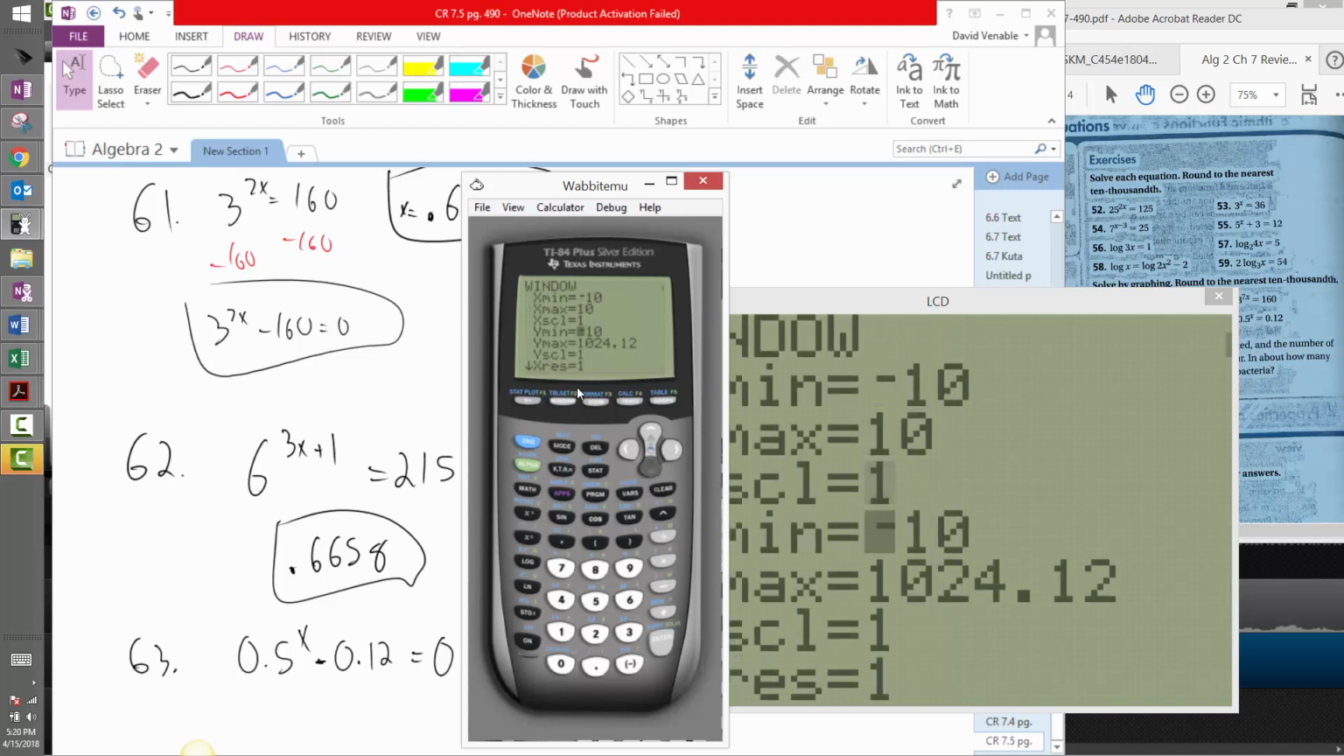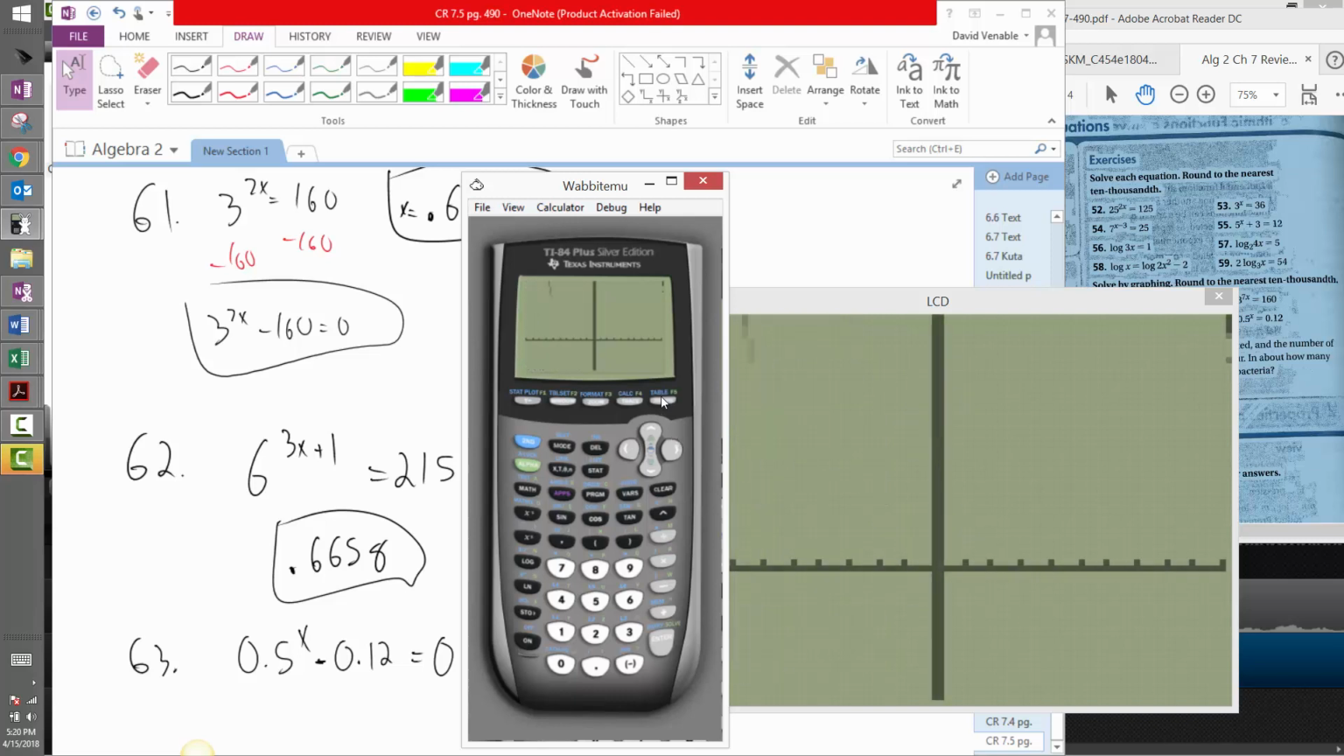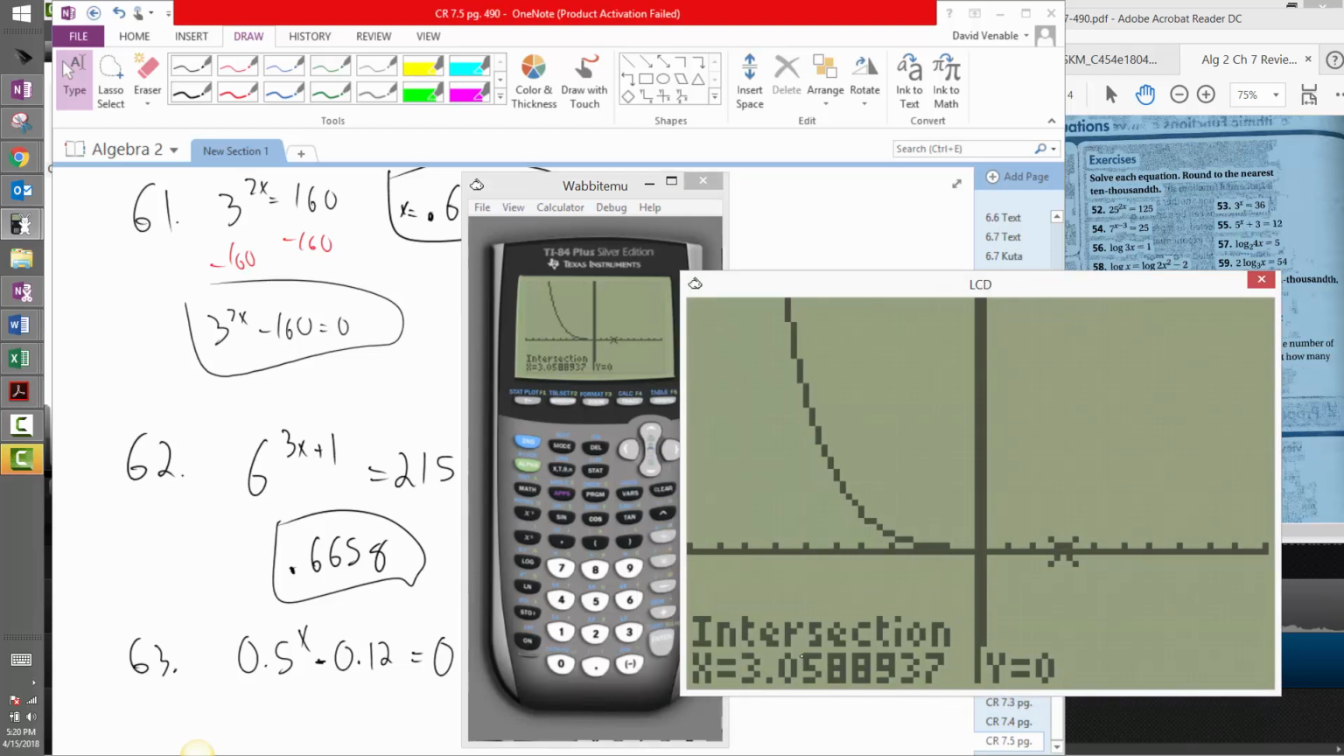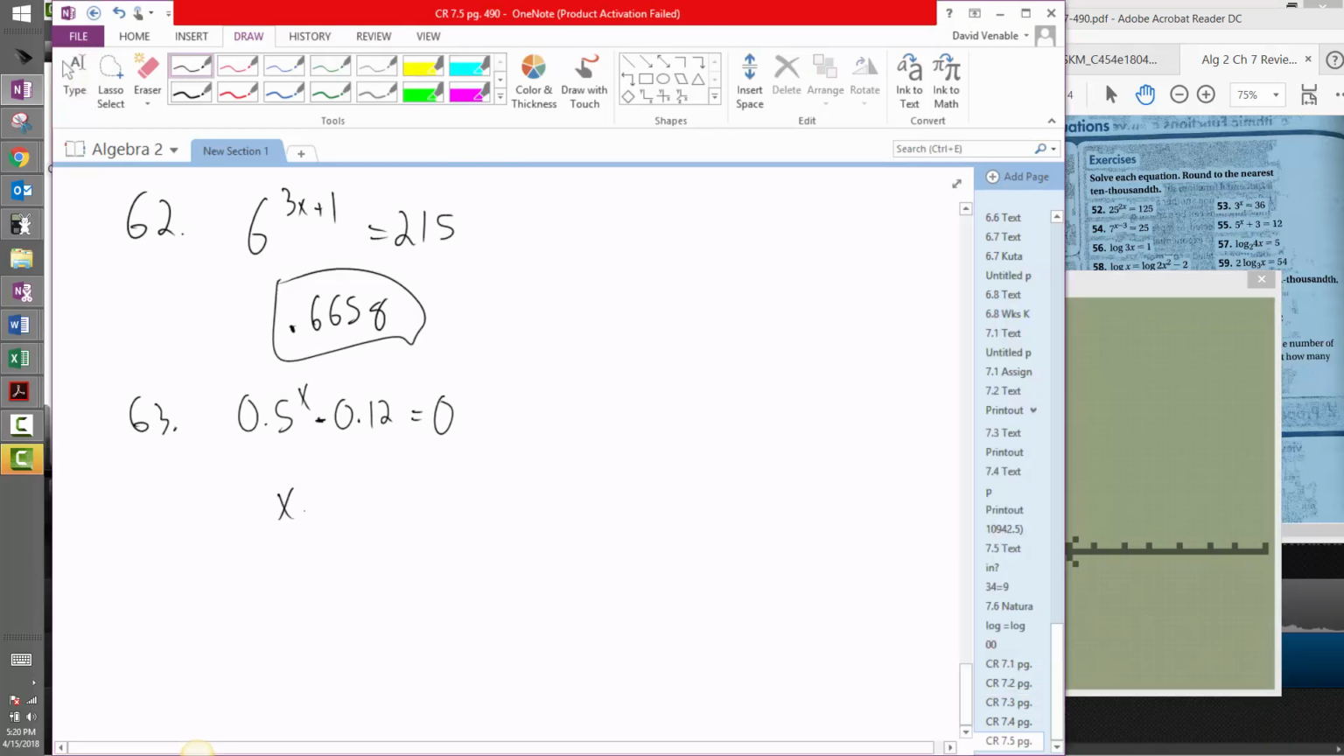If I go to window, I don't know why this thing goes so far up. Let's just do 100 here, and let's do the y minimum negative 50 there, and yeah, you'll see this thing should hopefully go below the x-axis. Second calc, intersect, boom. Intersects the x-axis at about 3.0589. So x is approximately 3.0589. That's rounded to the nearest 10,000th.